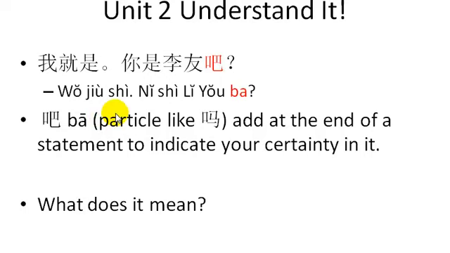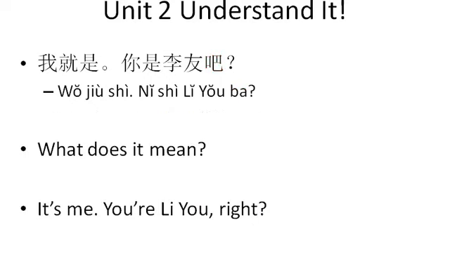So what does it mean? 我就是，你是李友吧? Pause if you need some time to think. Hopefully you came up with something like, it's me, you're Leo, right? Okay, and remember this jiu expresses exactly or precisely. Is Wang Peng there? Oh, it's me. Right? I'm Wang Peng. I'm the one you're looking for. 我就是，你是Leo吧? You're Leo, right?